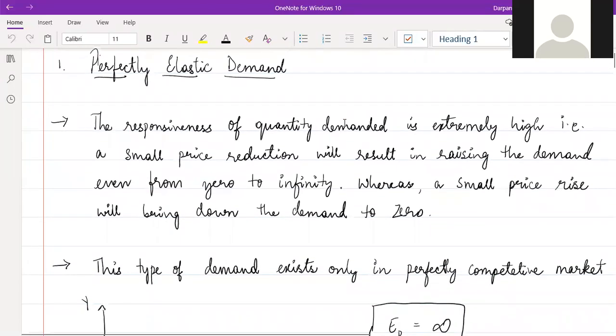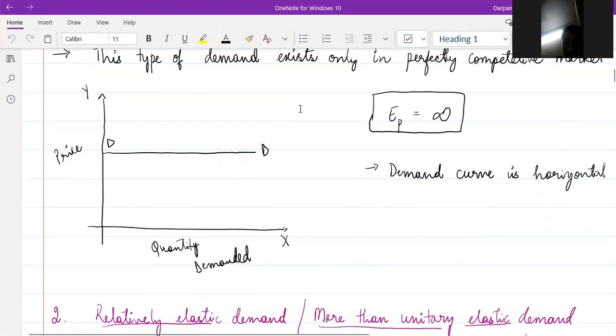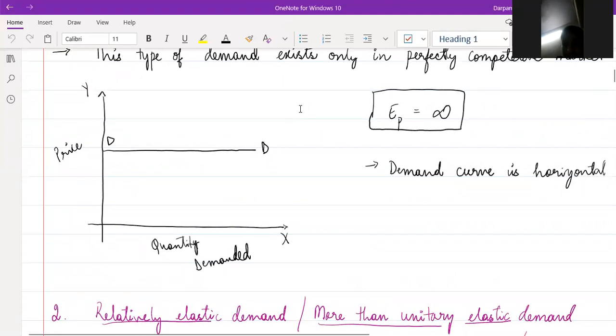Then we moved on to types of price elasticity: perfectly elastic, relatively elastic, unitary elastic, relatively inelastic, perfectly inelastic. Correct? There were 5 types. What is perfectly elastic? This is when your response of demand is very high. You change the price by a meager sum, but the response of demand is very great. So in this case, your elasticity of quantity demanded will be infinite, correct? And the curve will be a horizontal curve, parallel to the x-axis.